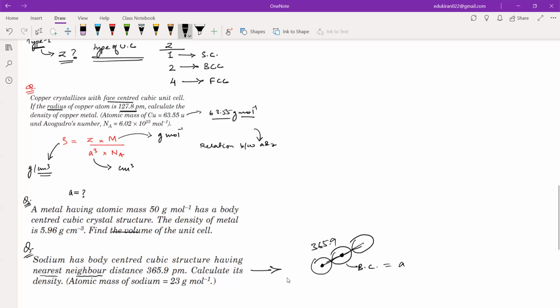And you know what is the complete distance from here to here? That is equal to a root 3, the body diagonal. So this much is half of a root 3. So a root 3 by 2 is equal to 365.9. You just now need to calculate the value of a from here. You got it? Yes or no? Tell me. Yes, sir.